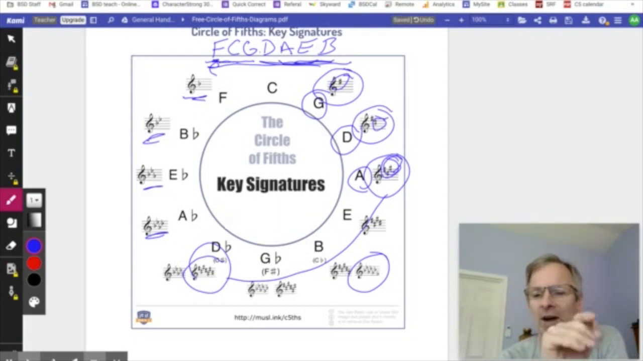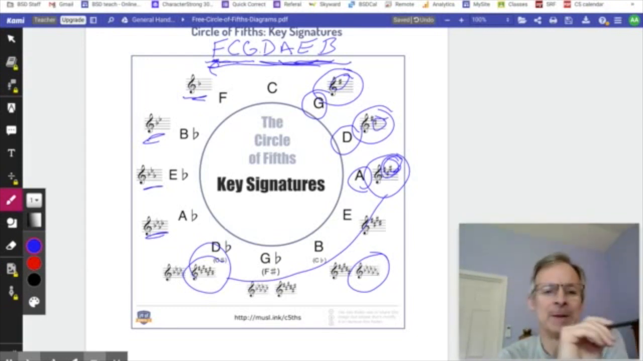So if I know how many sharps there are, and then I count through F, C, G, I know the name of the key by going up a half step. Excuse me, I should have said F, C, G. I go up a half step from that third sharp, and I know what it is.